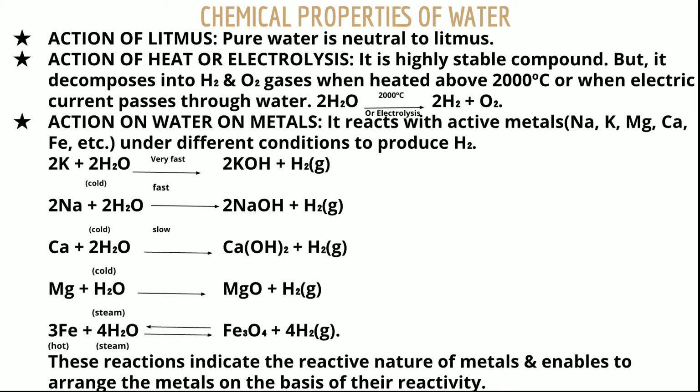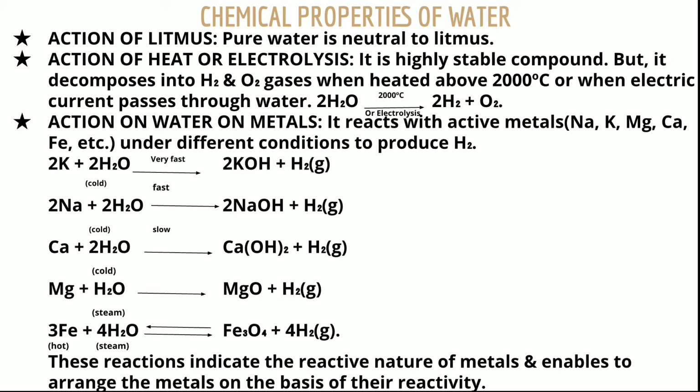Then, action of water on metals. Metals react with water, especially the very active metals. They react with water under different conditions to produce hydrogen. For example, potassium reacts with cold water, and this reaction is very fast, to form 2KOH, that is potassium hydroxide, and hydrogen gas is liberated.